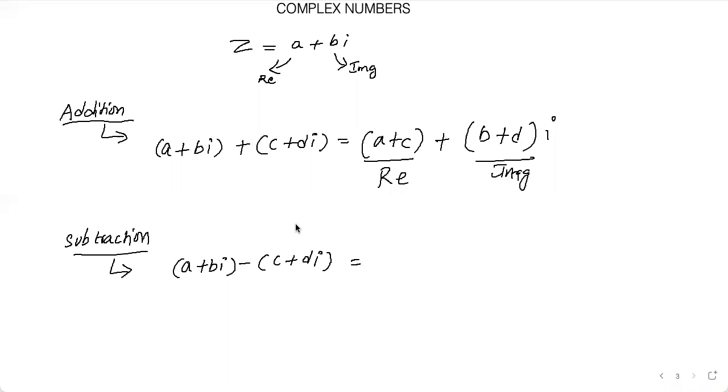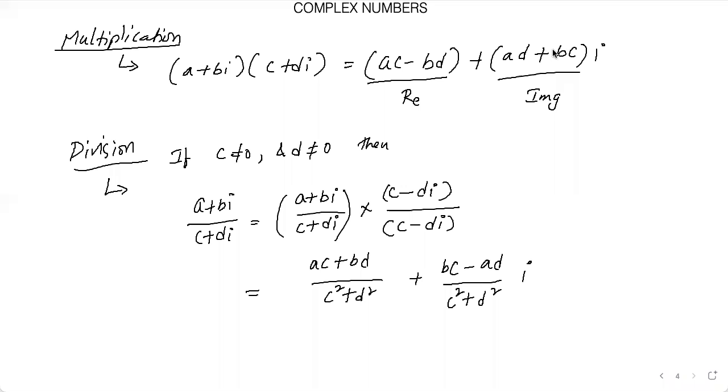b minus d i, yeah, so that's it. So the real part and the imaginary part, very easy. Okay, so multiplication and division, right?